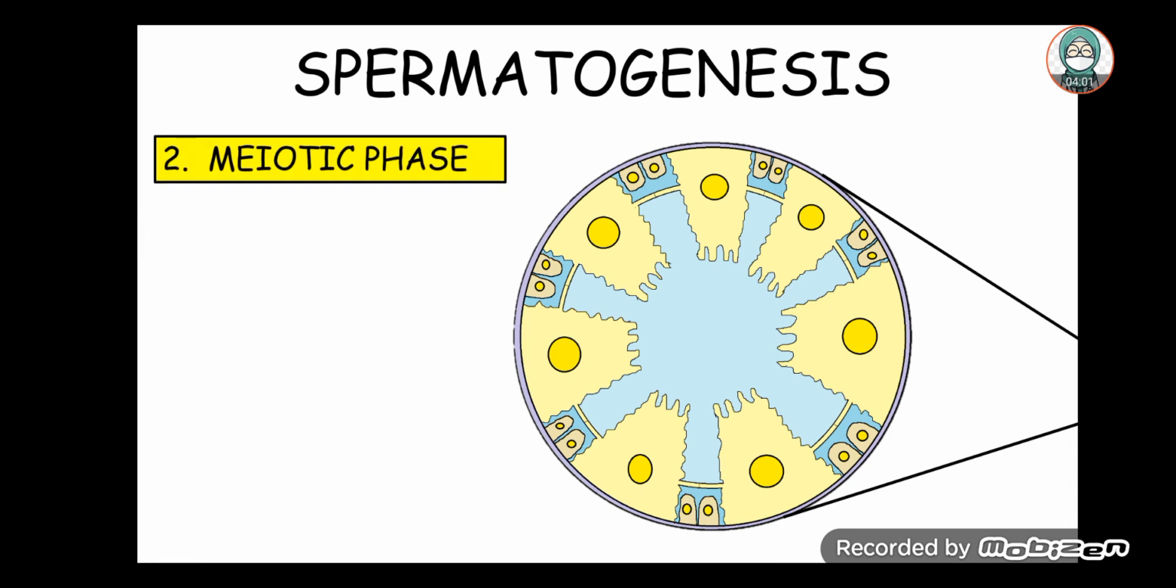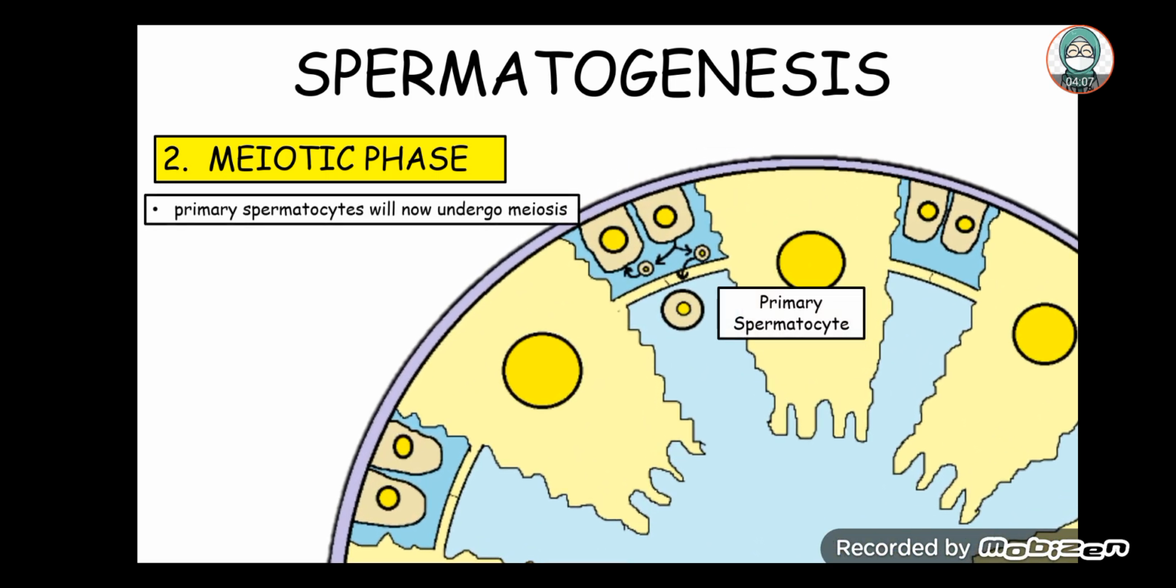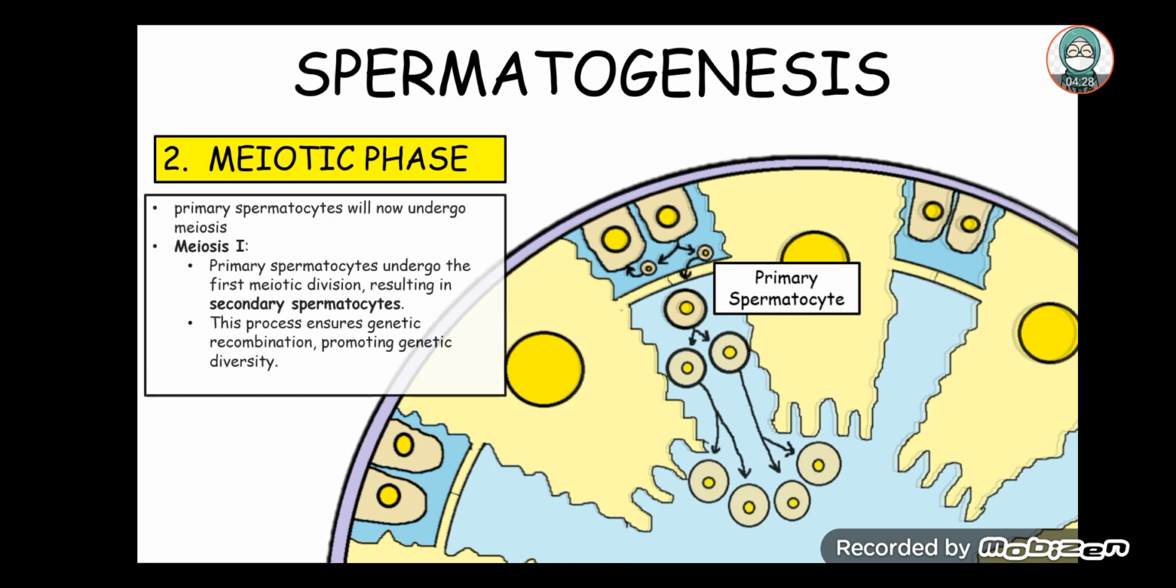Now the second phase of spermatogenesis starts, that is the meiotic phase. In this phase what happens is meiosis, and that's the reason this stage is called the meiotic phase. If we enlarge this diagram, we will see that in the last phase, spermatogonia were converted into primary spermatocytes after mitosis and after passing the junction of Sertoli cells. Now the primary spermatocytes, being in the adluminal compartment, will start undergoing meiosis. And as we know, meiosis has two steps, meiosis 1 and meiosis 2.